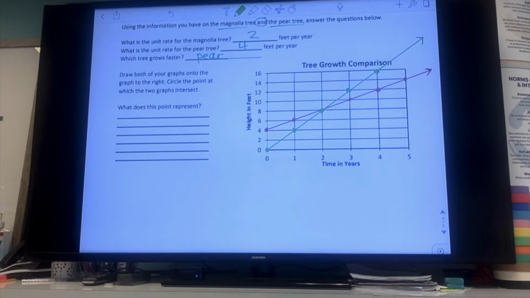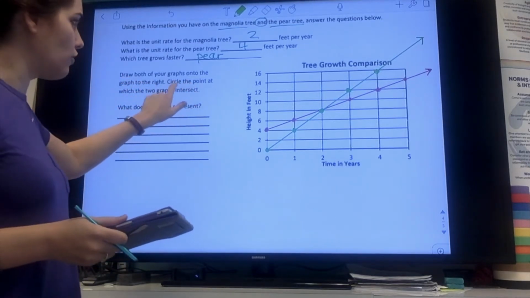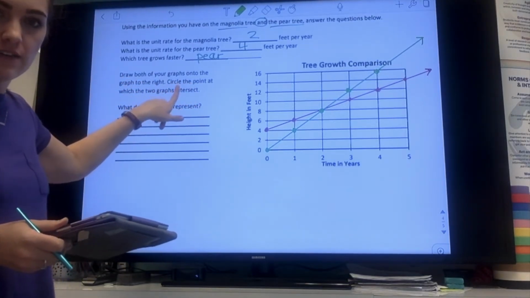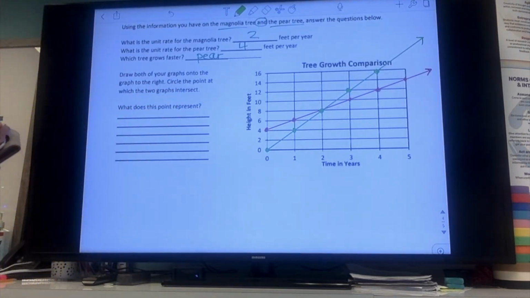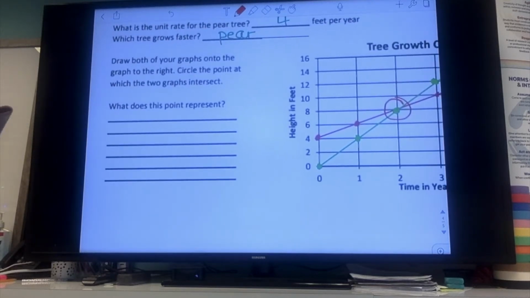Draw both of your graphs onto the graph. Circle. Circle. Doesn't say bold. Doesn't say highlight. Circle. So I'm going to do what the question wants me to do. I'm going to circle that point. What does the point represent? What do you think?